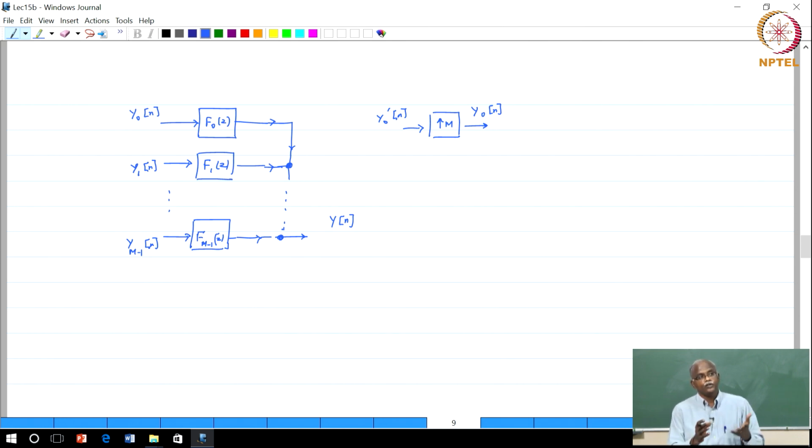Another scenario that we had come across had no filtering, but is there a meaningful realization where F0, F1, F(M-1) are required? The answer is yes. If I want to do a multiplexer, what are these?